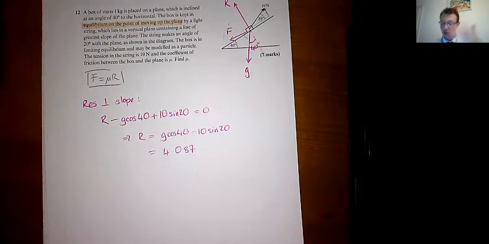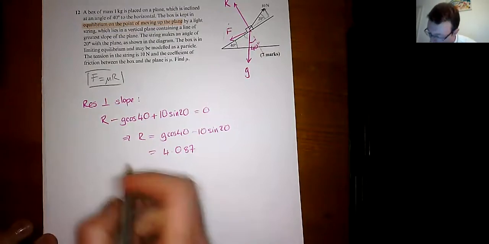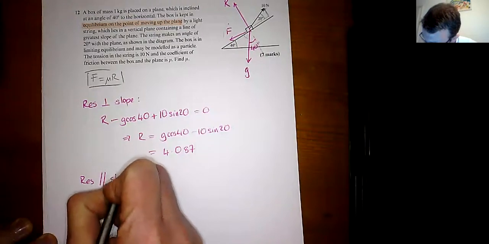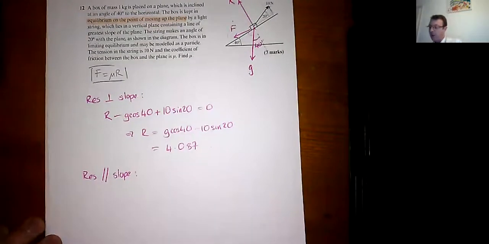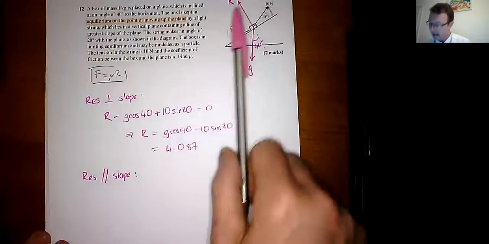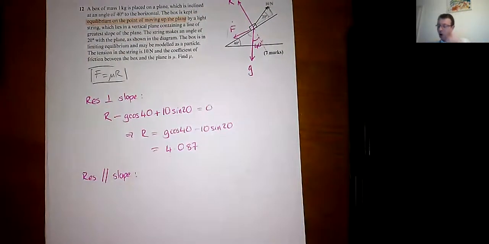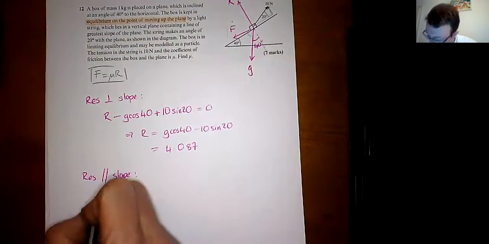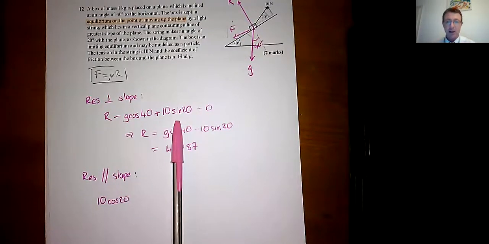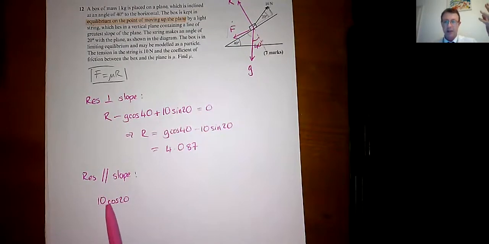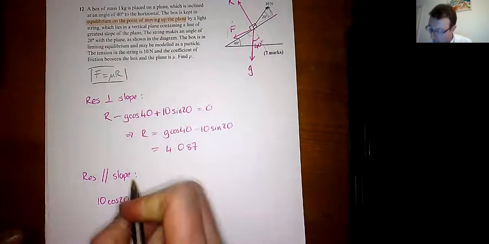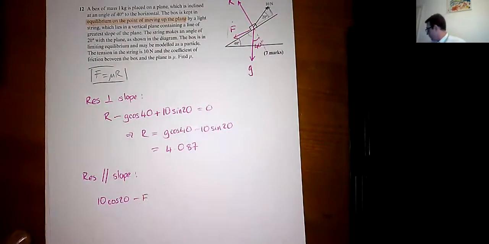What else? No thinking whatsoever here. Resolve parallel to the slope then. What is parallel to the slope? Going up in that direction is the 10 cos 20. It's 10 cos 20 because that was 10 sine 20, and this is in a perpendicular direction. 10 cos 20 is going up. F's going down the hill.